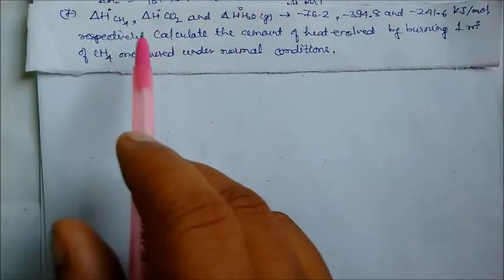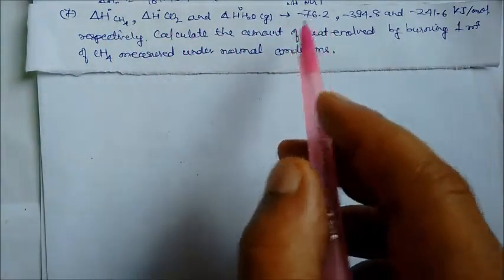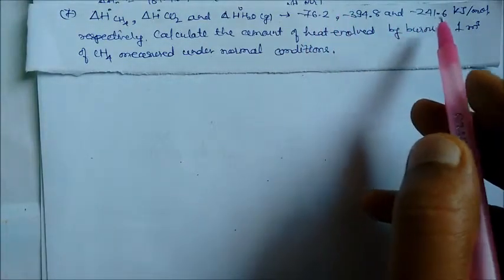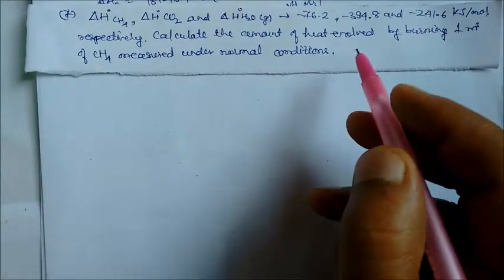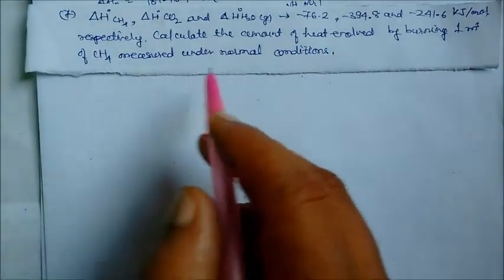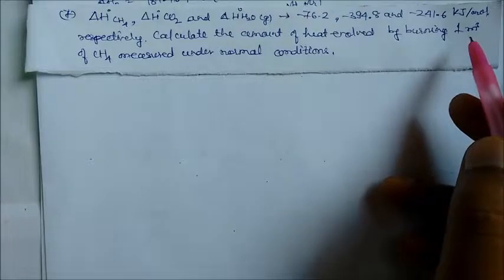The enthalpy change of methane, carbon dioxide and water is given respectively as minus 76.2 kilojoule, minus 394.8 and minus 241.6 kilojoule per mole respectively. Calculate the amount of heat evolved by burning of 1 meter cube of methane measured under normal conditions. This is given here, 1 meter cube. So you have to find out for 1 meter cube.